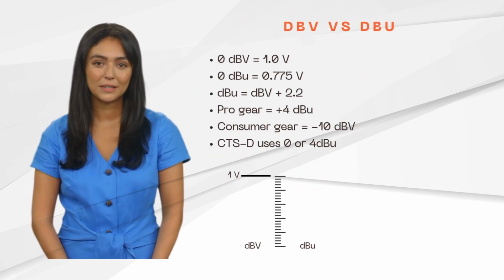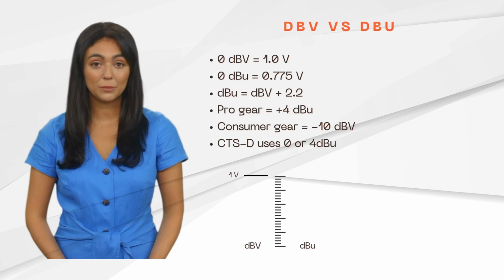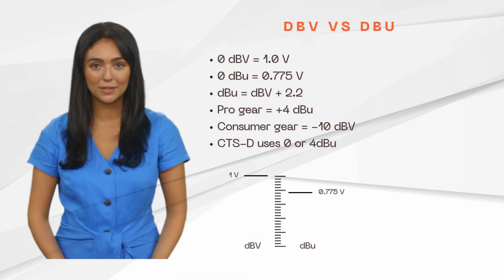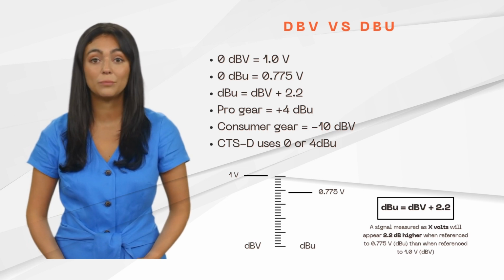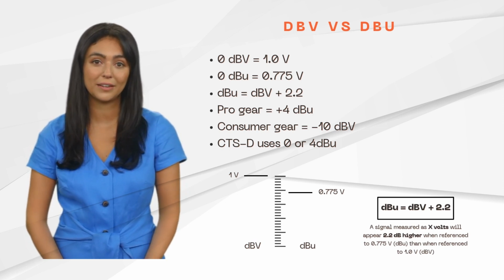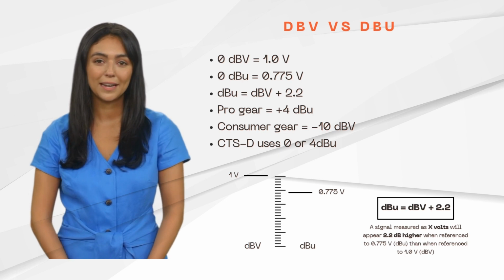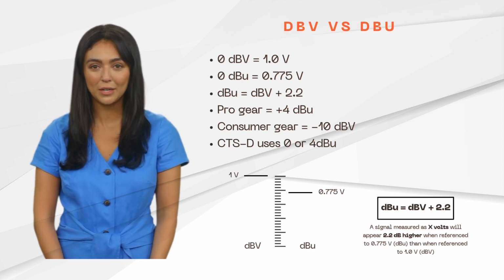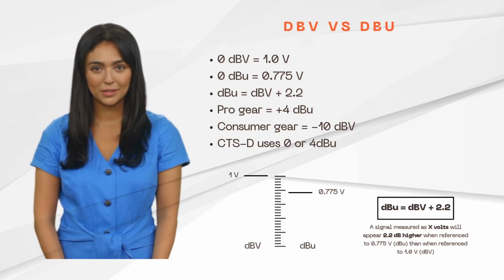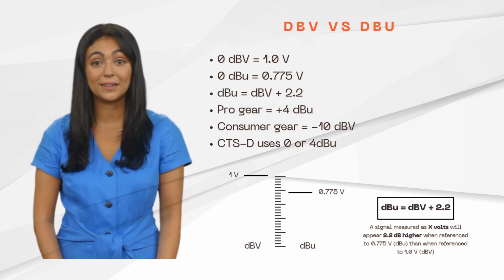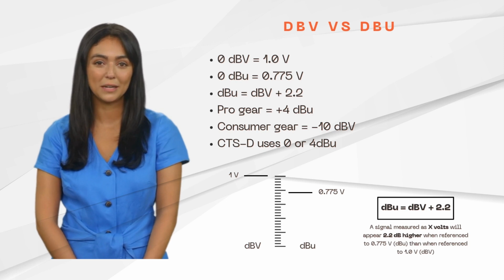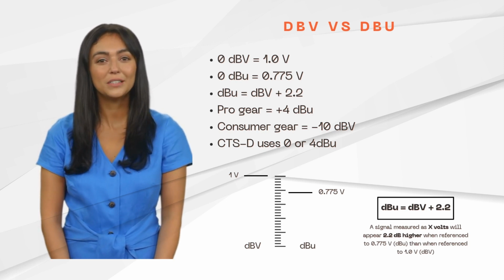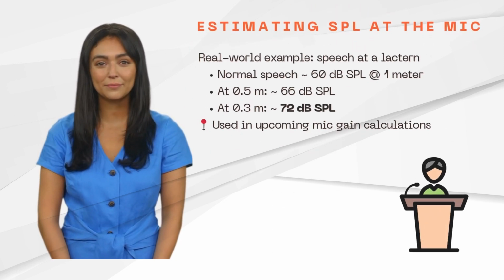Microphone specs use dBV, but mixers and processors use dBu. To convert between them, just add 2.2. For example, minus 35 dBV becomes minus 32.8 dBu. Pro audio equipment usually expects plus 4 dBu signals. In CTS-D questions, you'll typically use either 0 dBu or 4 dBu as the target output level.